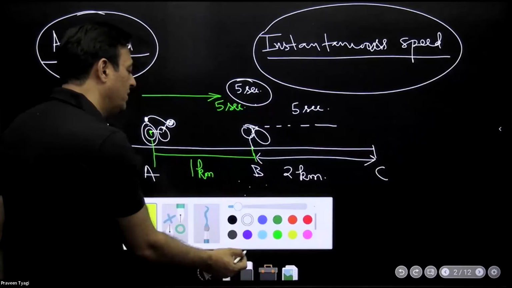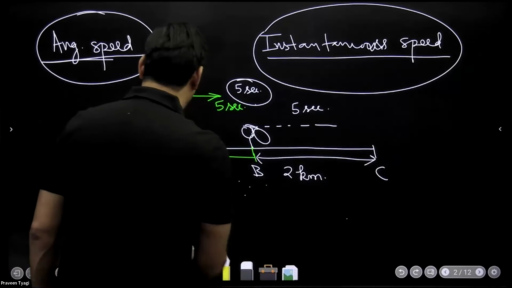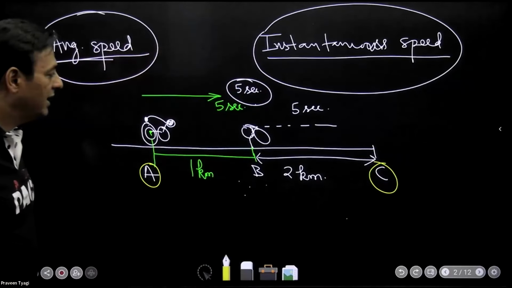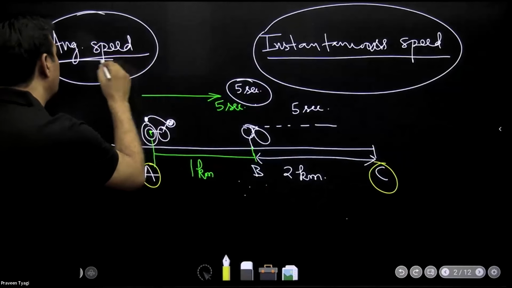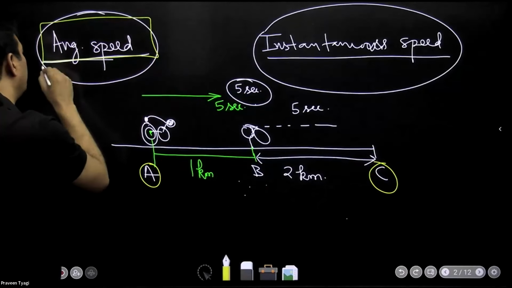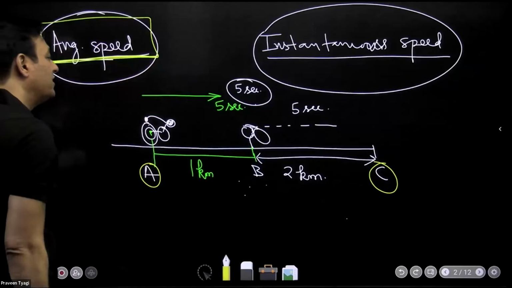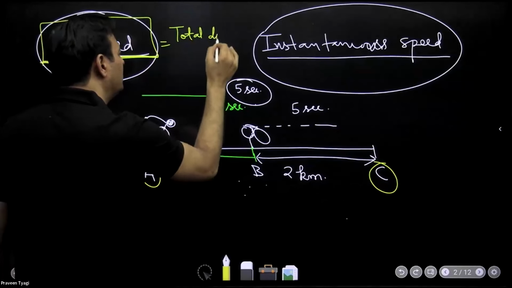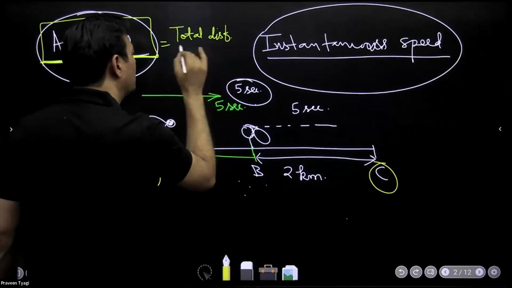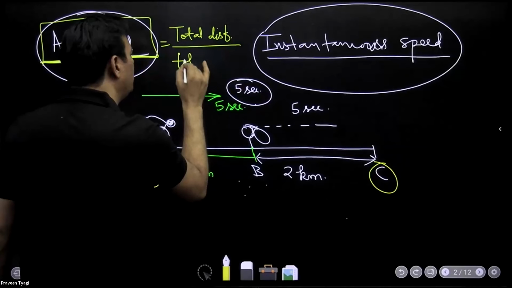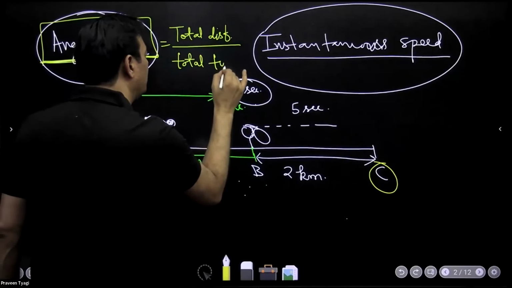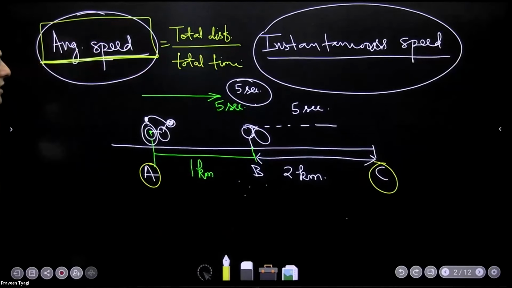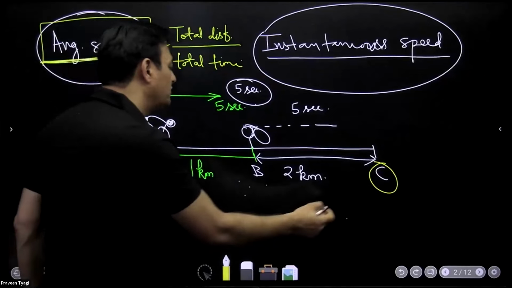Now, you have to tell me what is my average speed from A to C. Let me see who can answer this. What is average speed defined as? Total distance covered by the body upon total time taken by the body. Based on this definition, let me see how many of you can tell me from A to C what is my average speed.